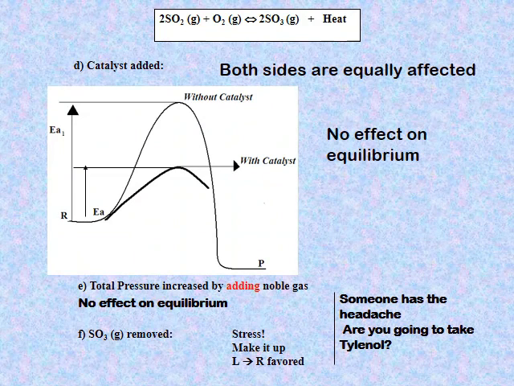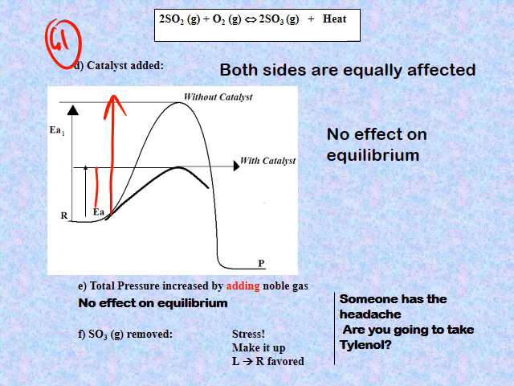This is problem number 61D. So the question is, what would happen when catalyst is added? Now, I mentioned before that when a catalyst is added, it basically changes the activation energy or energy barrier. So if the original barrier was like this, the final barrier would be smaller, so that the reaction can happen faster.